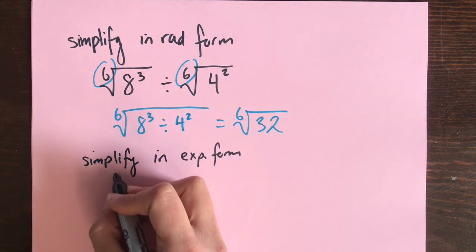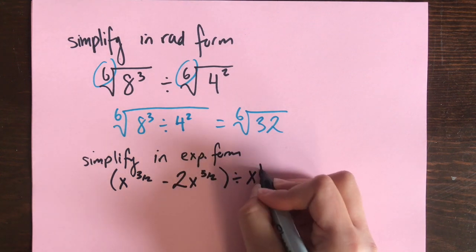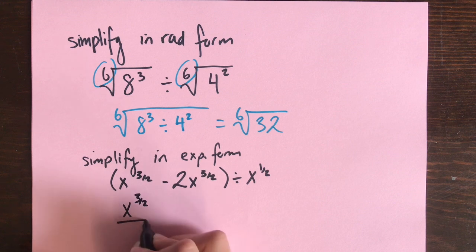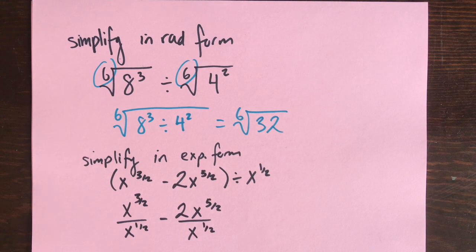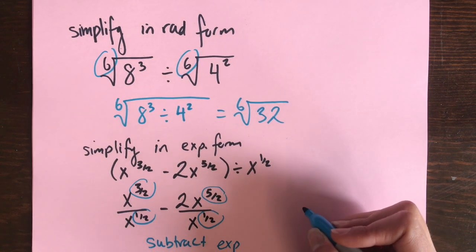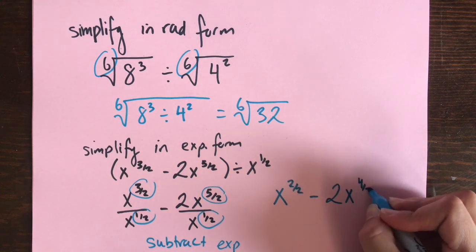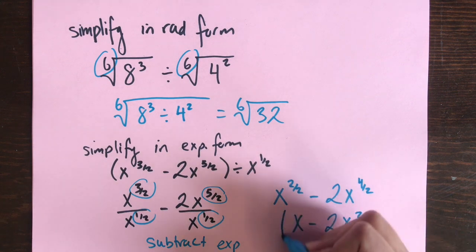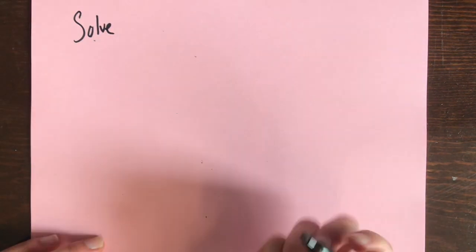Now we're going to simplify in exponential form. So I have x to the 3/2 minus 2x to the 5/2, divided by x to the 1/2. So I'm going to distribute that divided by x to each term inside the parentheses. I get x to the 3/2 over x to the 1/2 minus 2x to the 5/2 over x to the 1/2. Now I circled these because we're going to subtract the exponents, because it's the same base. They all have x. And so I'm going to subtract each of the exponents. So I end up getting x to the 2 over 2 minus 2x to the 4 over 2, which is the same thing as x minus 2x squared. Pause the video if you need to work that out slowly.